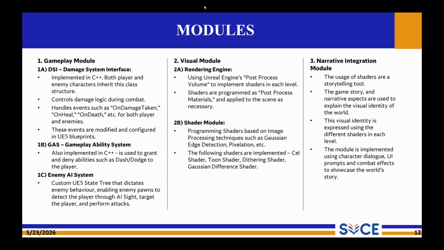Next, the enemy AI system. We use behavior trees that dictate enemy behavior, enabling enemy pawns to detect the player through AI sight, target the player, and perform attacks.